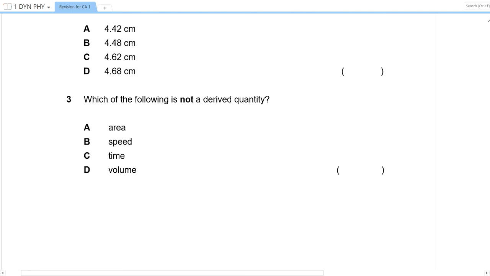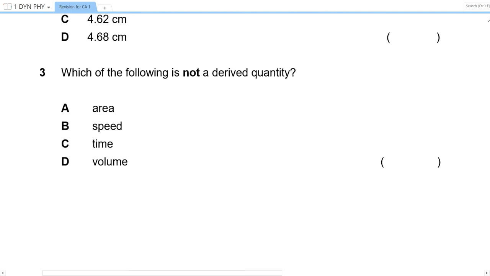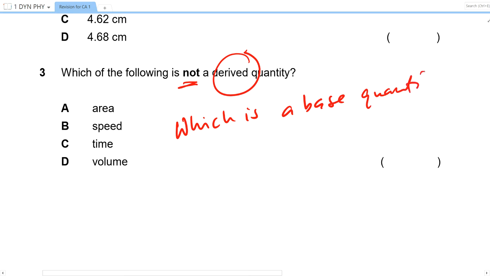3. Does anybody need help? Okay. Not a derived quantity. So we are looking for base quantities. Which is a base quantity? Does this help you answer? Which one is a base? How many base quantities do we know? How many? 7. We know 7 of them. Remember? Asked you to memorize them. And time is a base quantity. Everything else is derived. Why are they derived?